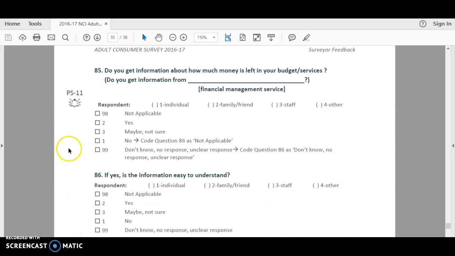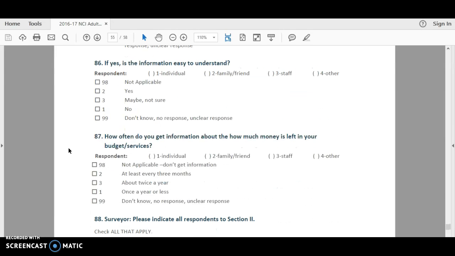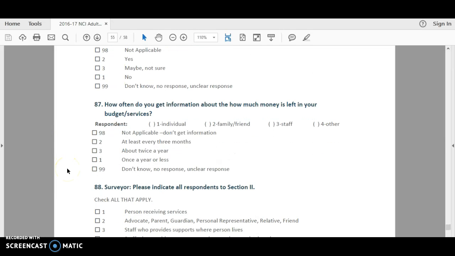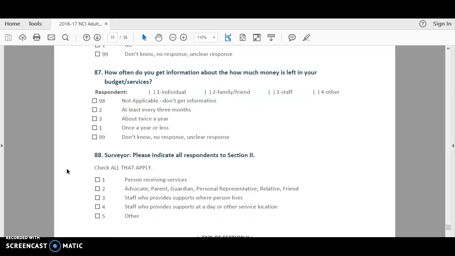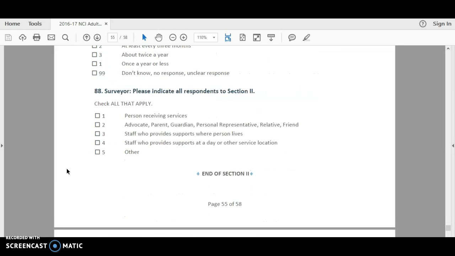The last few questions here are about information the person may get about the money that's left in the budget. If the person gets information, we're going to ask then, is the information easy to understand? And how often the person is receiving information. And that takes us to the end of the self-directed questions.